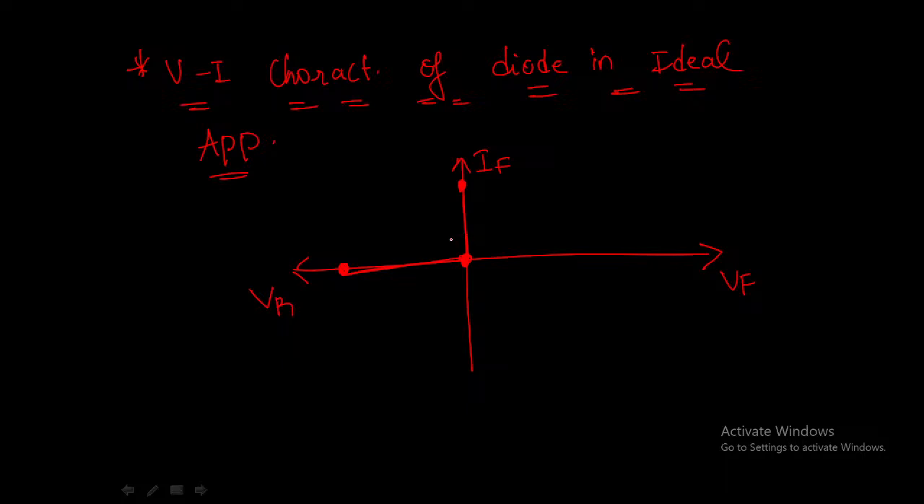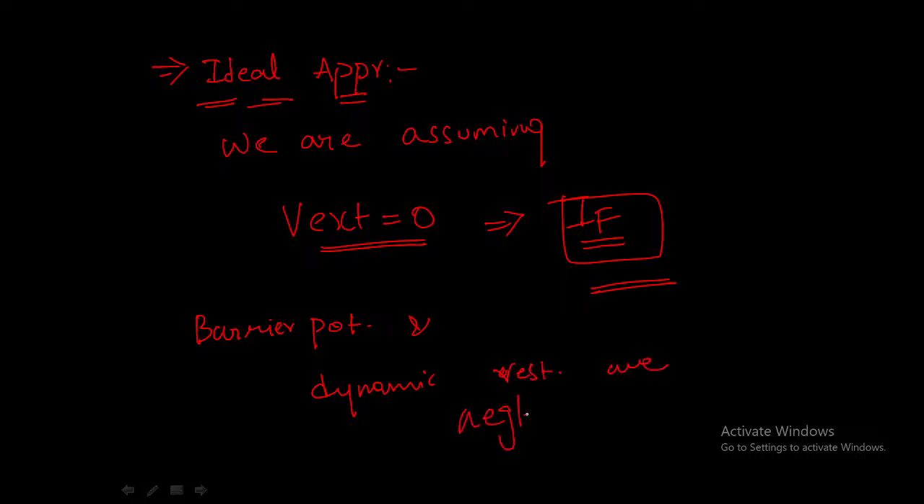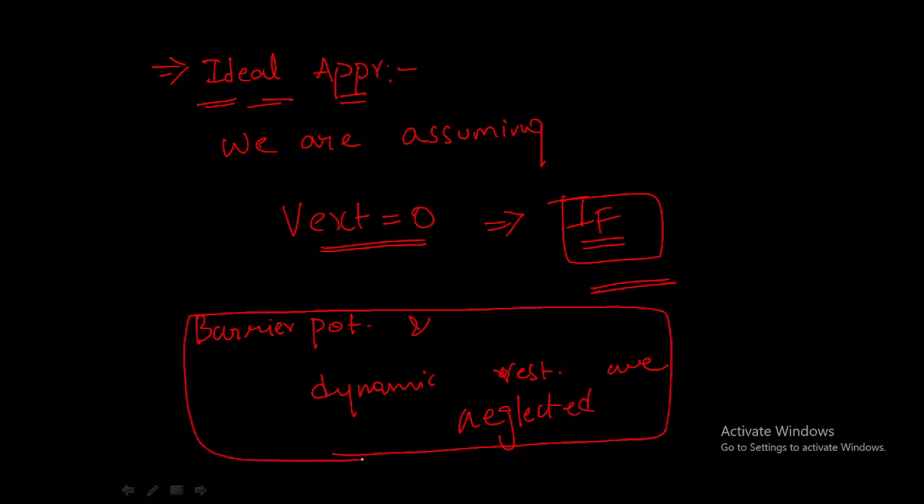The VI characteristics curve depicts the ideal diode operation, since the barrier potential and the forward dynamic resistance are neglected. So in the ideal approximation, barrier potential and dynamic resistance are neglected. This is what we are doing in the case of ideal approximation of a diode.